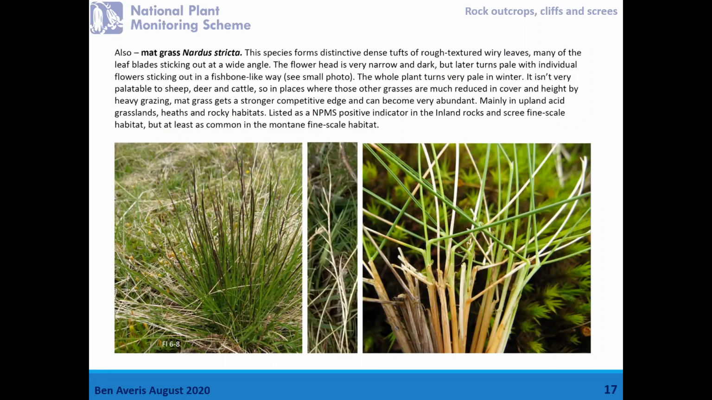The flowering heads, when they first come out, are not actually that distinctive in that they're very, very thin. They're not branched, and you have a row of very dark coloured spikelets, all held very close to the stem. It's just a sort of blackish line. But when they go over, they go pale, and then they stick out, and that has been likened to a sort of fishbone effect, because the pale colour is like bone. And yeah, they look kind of fishbony.